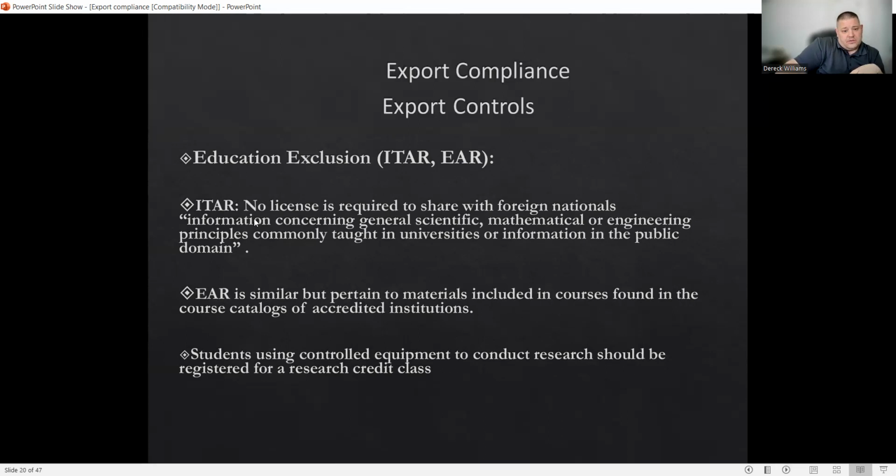Education exclusions. So with the ITAR, there's no license required to share with foreign nationals information concerning general scientific, mathematic, or engineering principles commonly taught in universities, or information in the public domain. So we kind of touched on that, right? Basic physics, basic math, you can share, but how this bomb flies through the air, you can't share, right? EAR is similar, but pertains to materials included in courses found in the course catalog of accredited institutions. And students using controlled equipment to conduct research should be registered for a research credit class. And again, there's rules inside the ITAR and EAR on how to go about that registration.